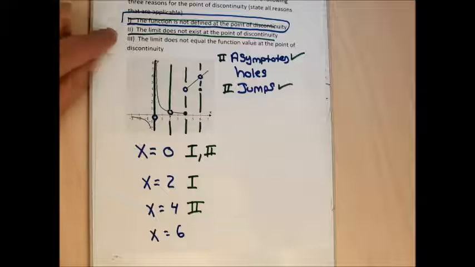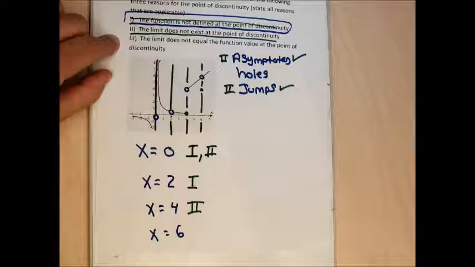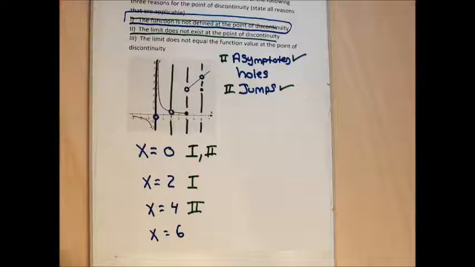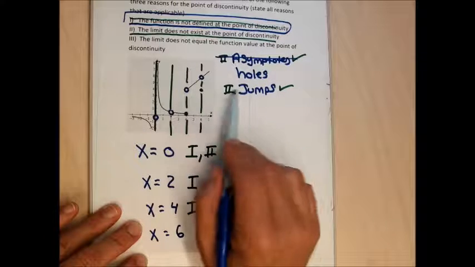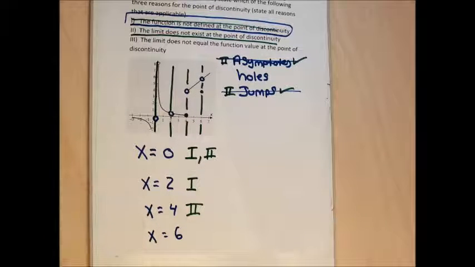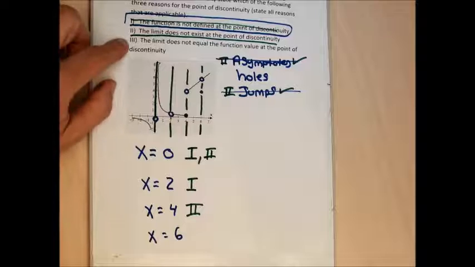The last part of this says the limit doesn't equal the function value. This assumes that the limit exists. So for question 3, the limit has to exist. The limit doesn't exist at an asymptote. The limit doesn't exist at a jump. The only place where you might put the answer 3 is where there's a hole. And specifically, there'd have to be a hole and a solid circle.